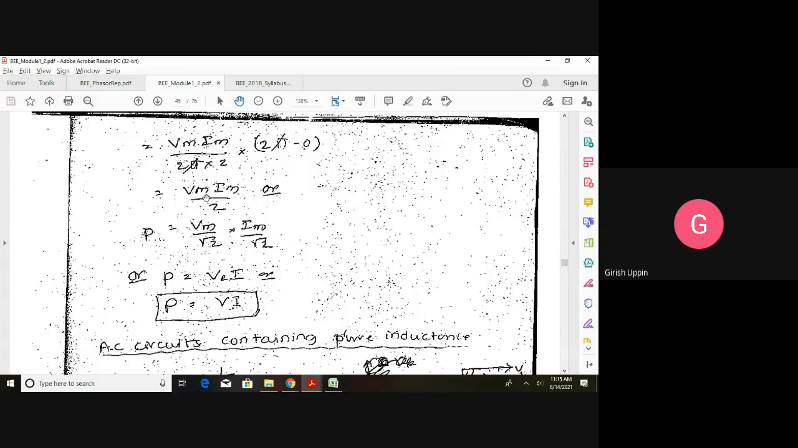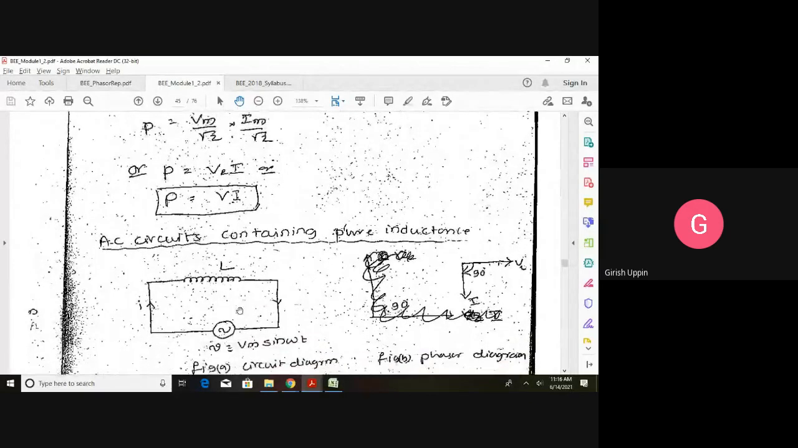So this 2 can be represented as root 2 into root 2. So we can represent it as Vm by root 2 into Im by root 2. That is, Vm by root 2 is nothing but the RMS value. Why RMS value? 1 by root 2 is 0.707 into Vm. That is the RMS value of the voltage, and this is the RMS value of the current. The power consumed in a pure resistive circuit can be represented as P is equal to V into I, where V is the RMS value of the voltage and I is the RMS value of the current.